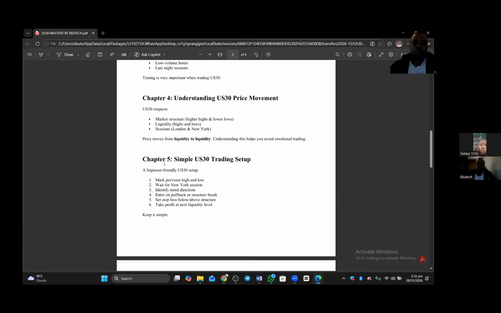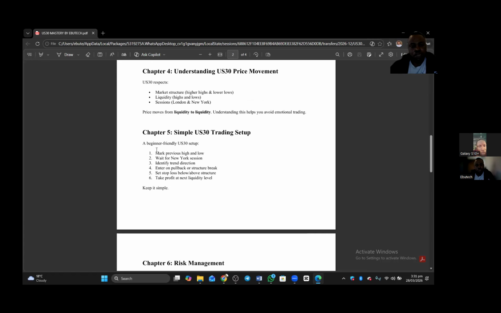So in chapter 5, we have a simple US30 trading setup, right? As a beginner friendly US30 setup, first of all, we have our strategy that we use. Normally we have 7 confluences, but here it is 6. Number 1 is you mark previous highs and lows.